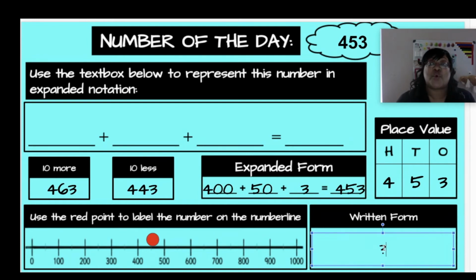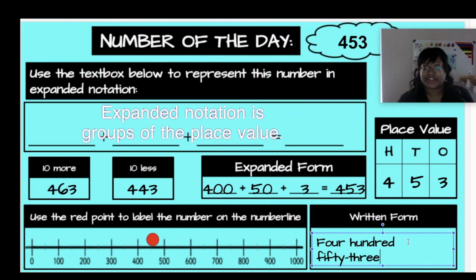Now, written form is how we write a number, and we write numbers exactly like we say them. 453. So what did you say first? Let's erase the question mark. 400, and then what did you say? 50, and we put a hyphen between the tens and the ones, 3. 453. Awesome job.